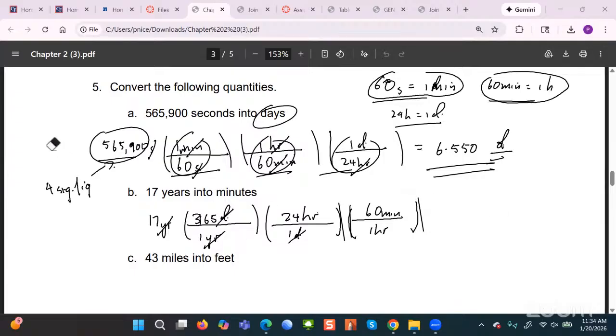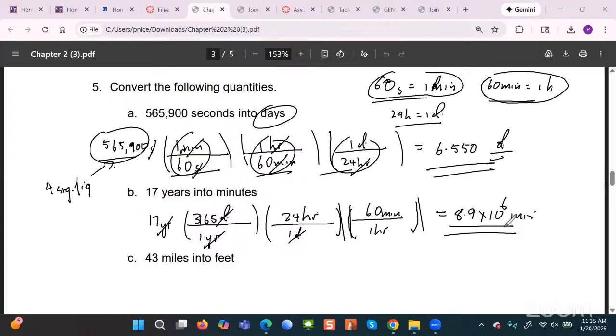Okay, so that's the setup. So let's do the number crunching. 17 times 365 times 24 times 60. And I got a number here. Now in this case, to what extent do I need to round this final answer to? 2 sig figs. So I got, and please correct me if I'm wrong, 8.9 times 10 to the 6. And the units here would be minutes. All right?